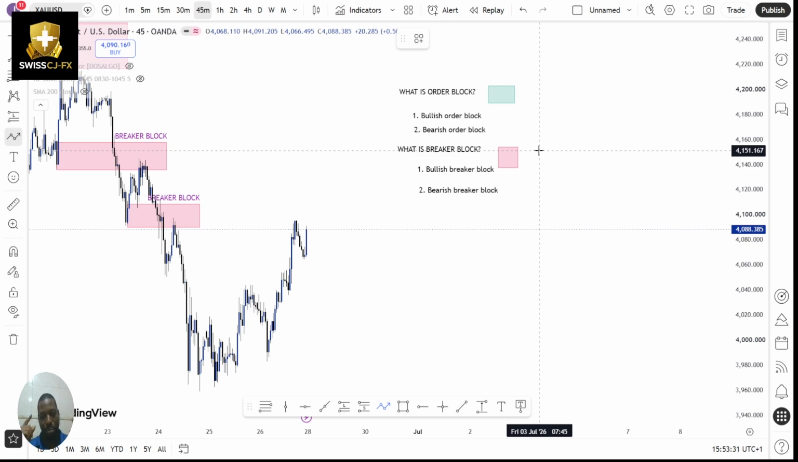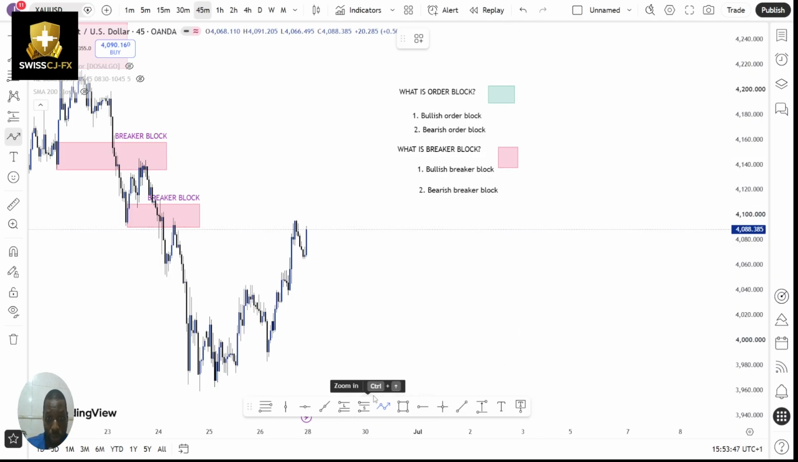So whenever you think about breaker block, always remember that it's actually a failed order block, and it failed as a result of other blocks before or after that breaker block. So this is how it looks like.